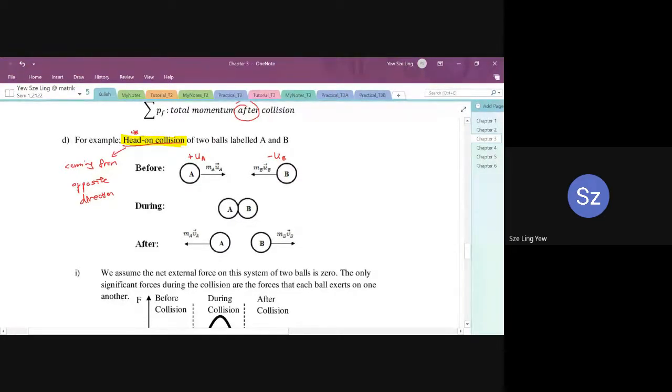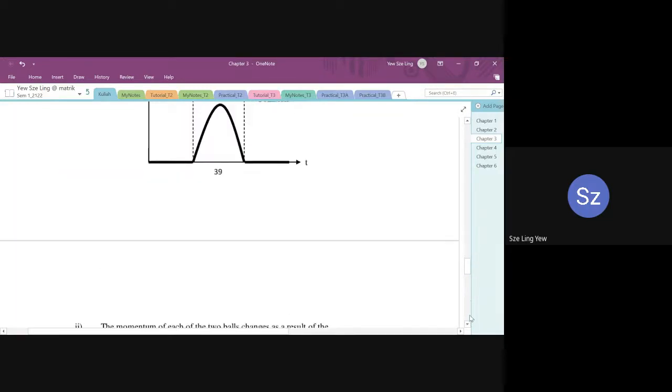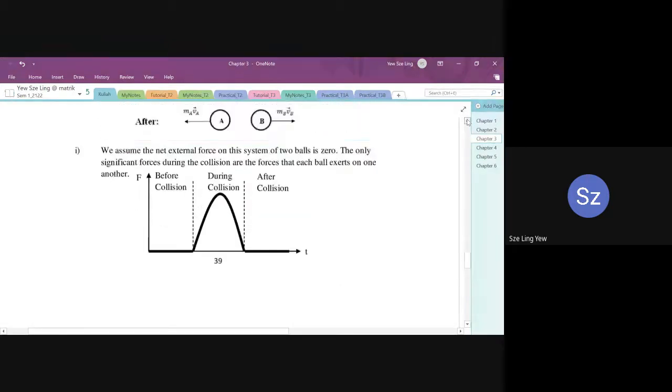Okay, the hidden information here is it tells you two objects are coming from opposite directions, and one of them must be a negative value. So during collisions, A and B collide with each other, and then after collision, they might move together or they might move in opposite directions or the same direction. It depends on the questions. It depends on the mass and also the velocity of each object.